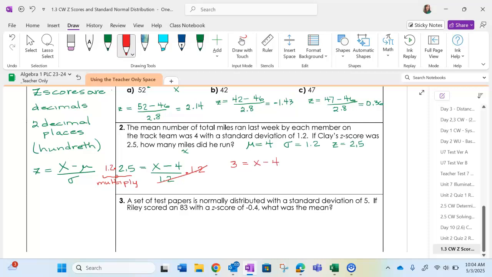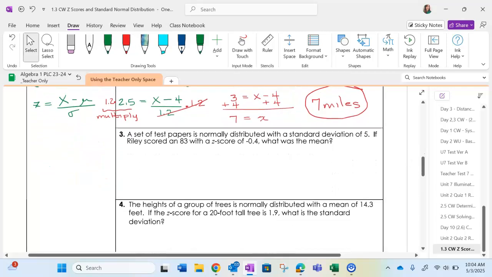Now we're solving for x. I'm going to add 4 to both sides, and I get x equals 7. Now I found my answer, 7 miles. So now we're practicing our algebra. We're practicing where we put numbers, and we're practicing our algebra. Let's move on to the next one.